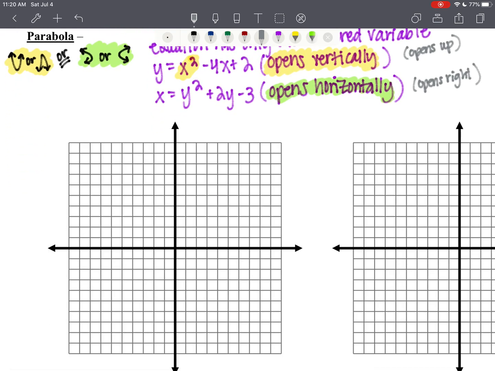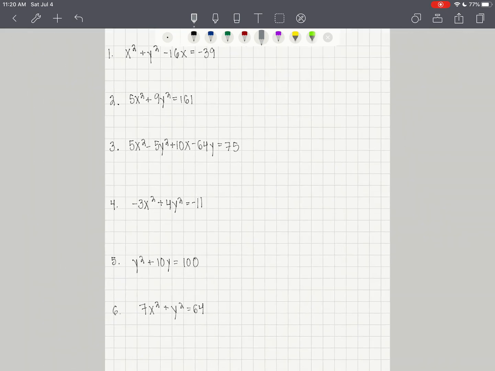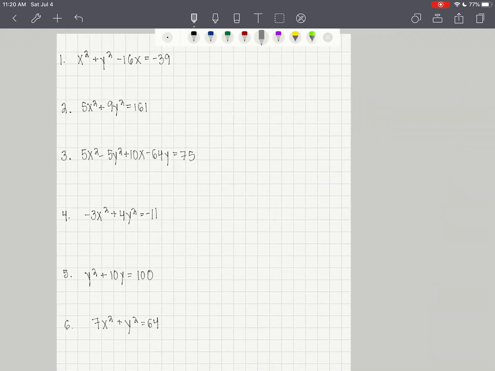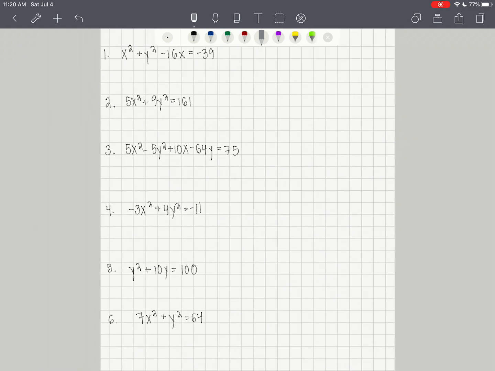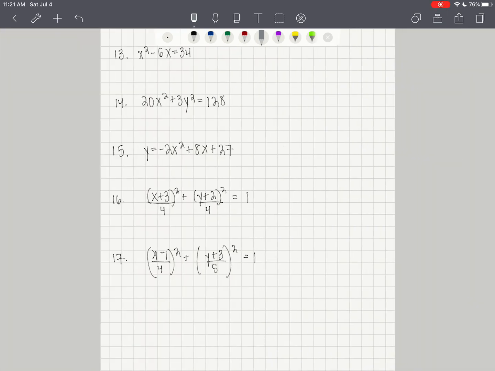But before we get into our graphs, let's see if we can identify from the equations what these equations represent. Do they represent a circle, an ellipse, a hyperbola, or a parabola? So here are the first 6 problems. Go ahead and press pause and you can write those down. Here's 7 through 12, the next 6 problems. So go ahead and press pause and write these down. And here are the last 5 problems. Go ahead and press pause and write these down.